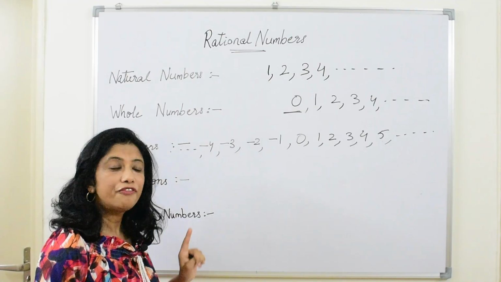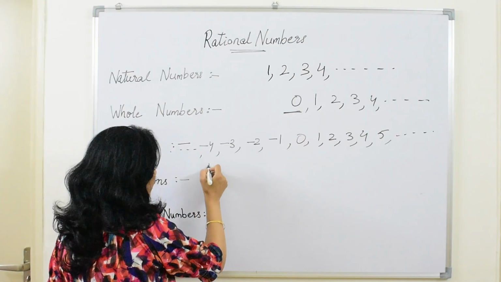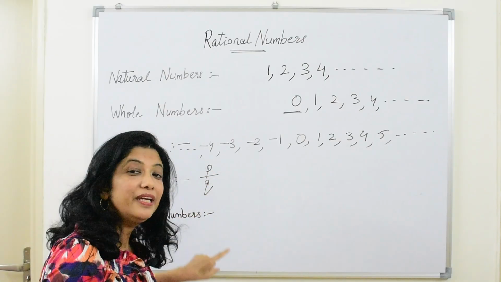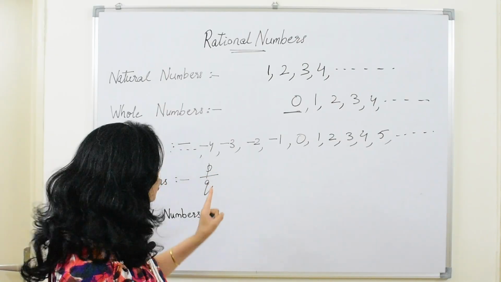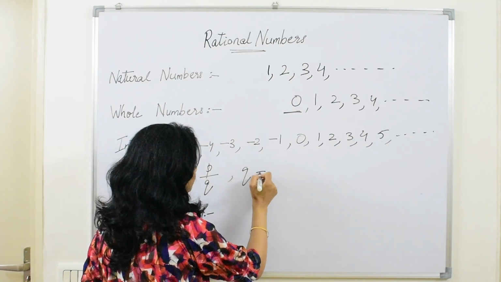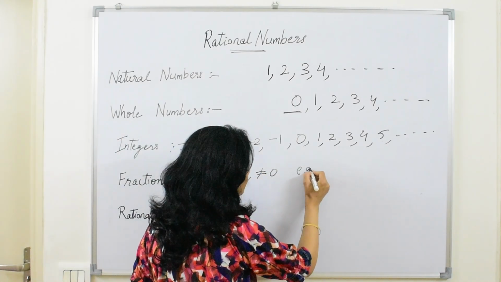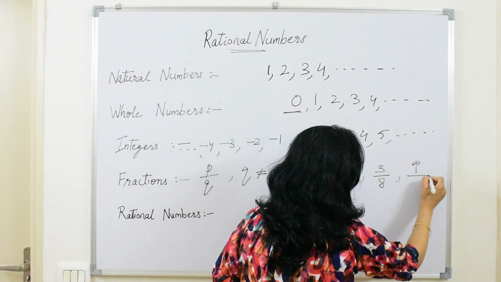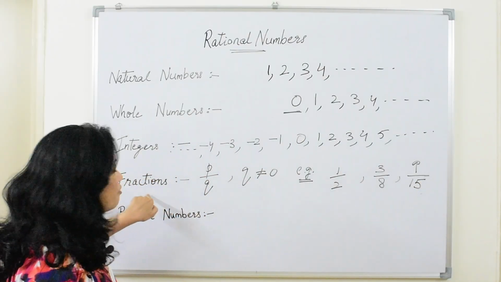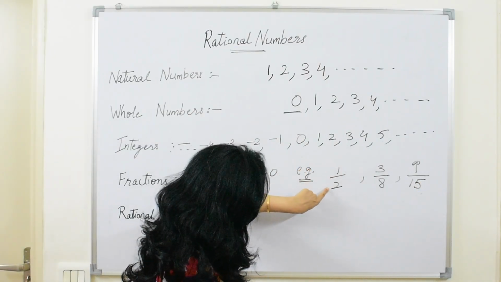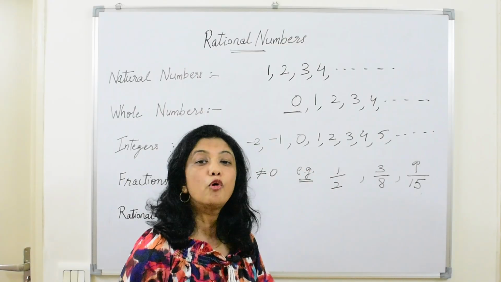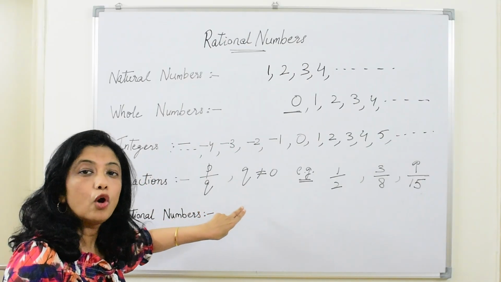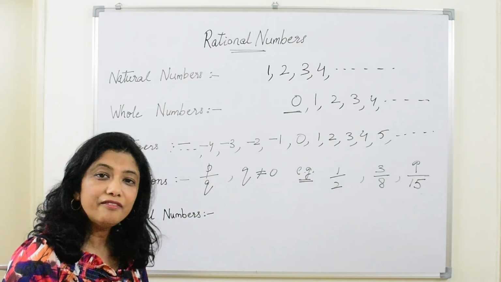Now we studied about fractions. What are fractions? Numbers in the form of p/q, where both p and q were positive integers and q was not equal to 0. For example, 1/2, 3/8, 9/15, all these were fractions. Here you see both the numerator as well as the denominator are positive integers. But after that, to these fractions we added the negative integers also.